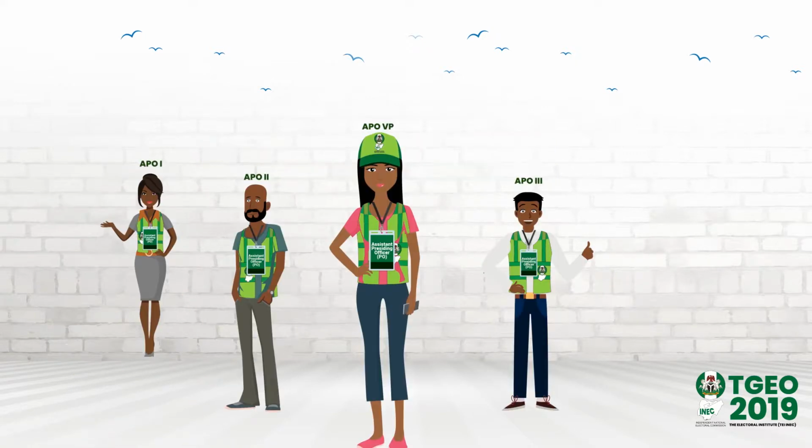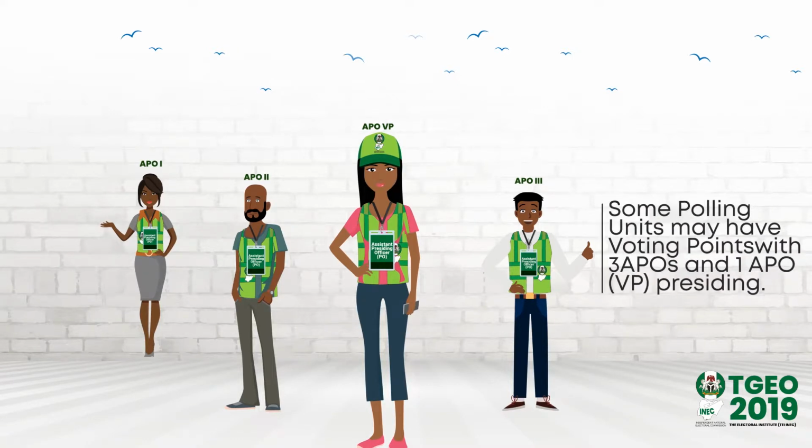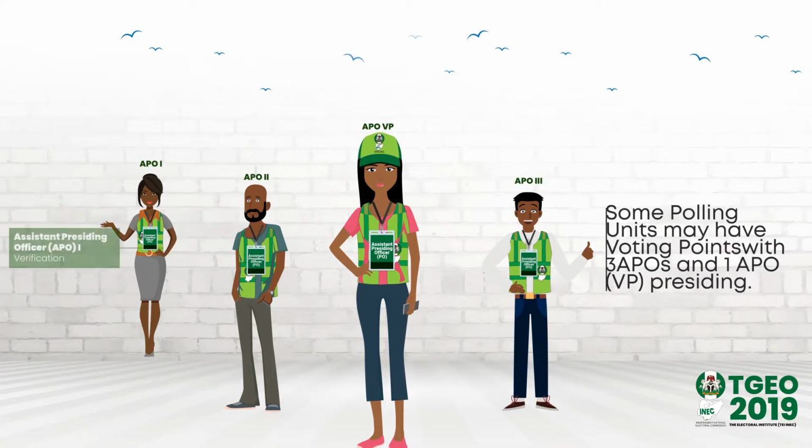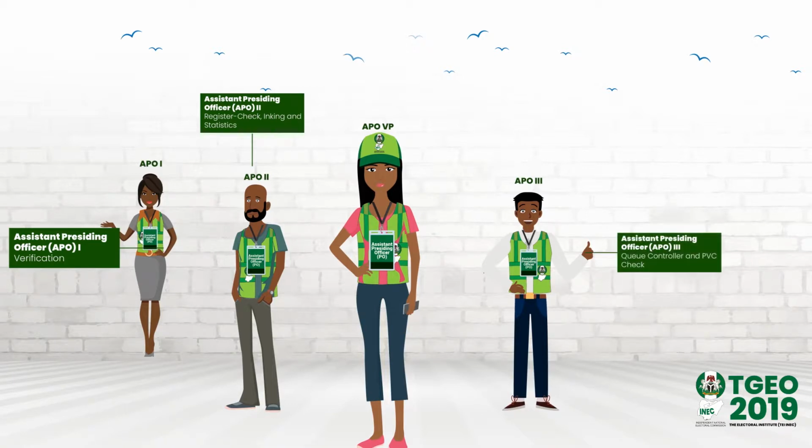Some polling units may have voting points with 3 APOs and 1 APO, VP presiding. Assistant Presiding Officer, APO1, verification. Assistant Presiding Officer, APO2, register check, inking and statistics. Assistant Presiding Officer, APO3, queue controller and PVC checking.